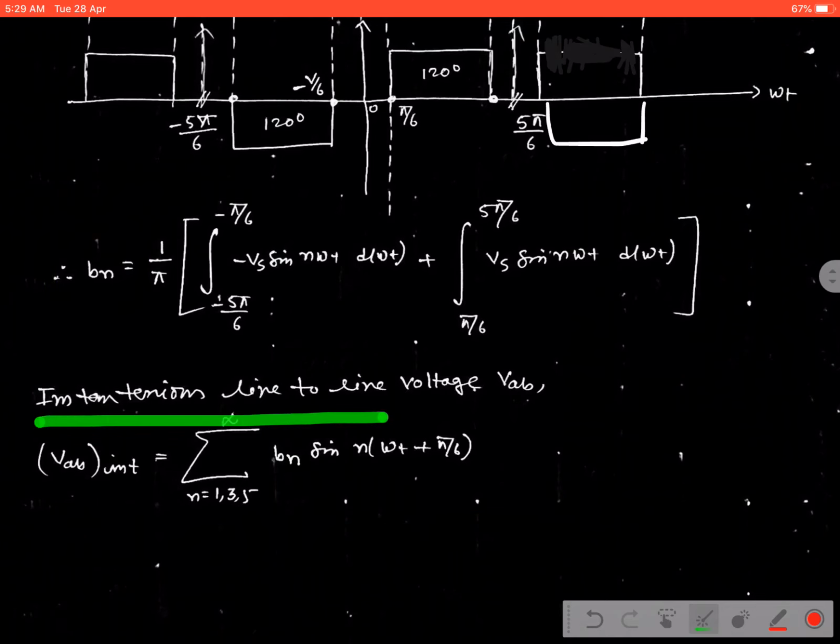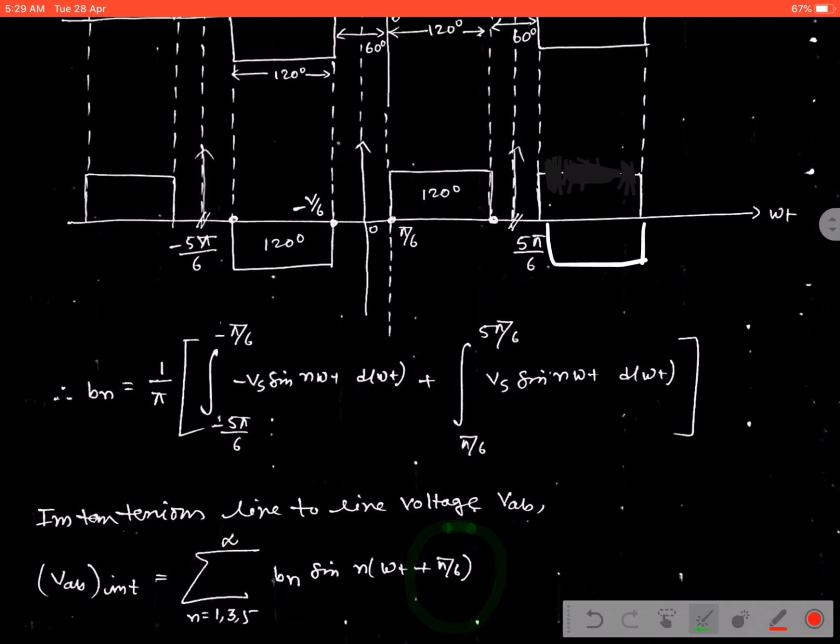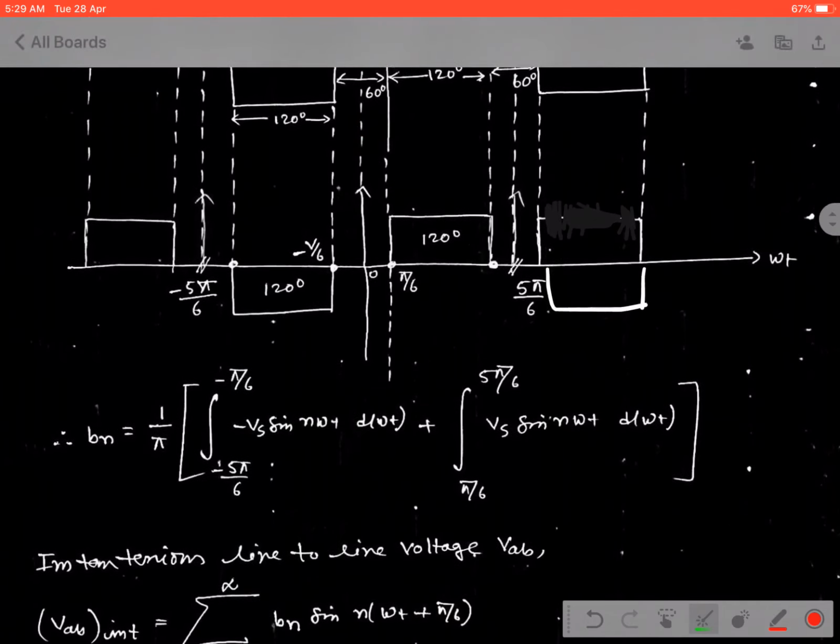So the instantaneous line to line voltage VAB is defined by VAB instantaneous, which must be equal to the summation of n equal to 1, 3, 5 to infinity of Bn sine(n omega t plus pi by 6). Why plus pi by 6? As I had shifted the origin from 0 to pi by 6, that is why the expression will take this form, sine n omega t plus pi by 6.